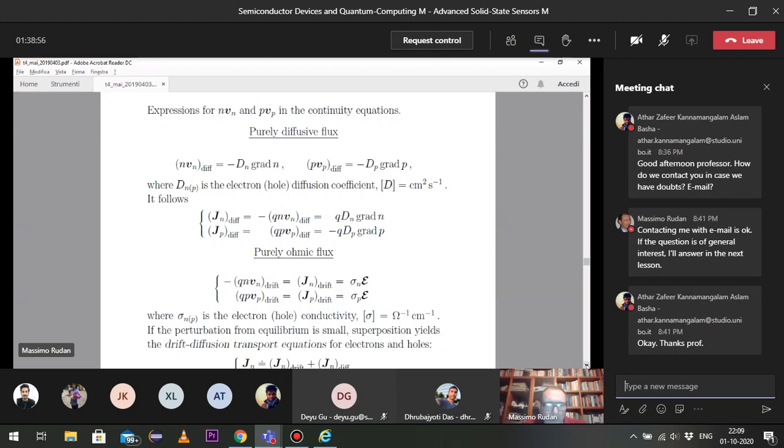So globally, the expression of a purely diffusive flux of electrons is n Vn equal to minus the diffusion coefficient Dn times the gradient of n. And the expression is identical for the holes. We only replace small n with small p. If you check the units, you find that in all cases, the diffusion coefficient has the units of an area divided by a time.